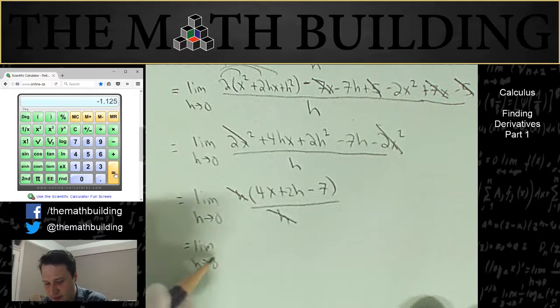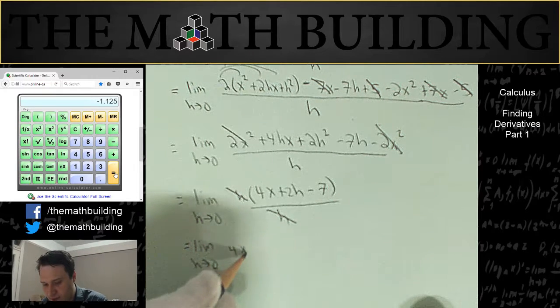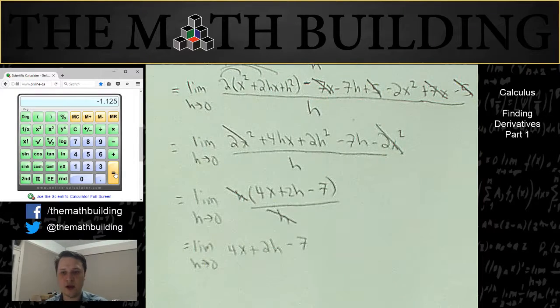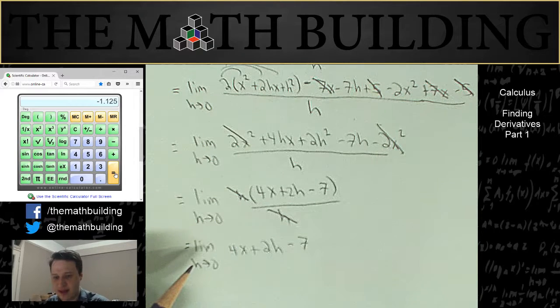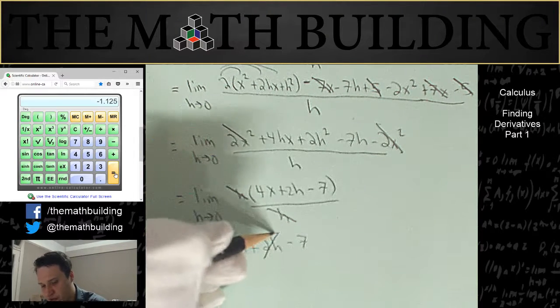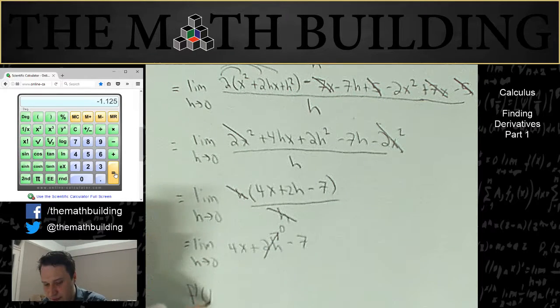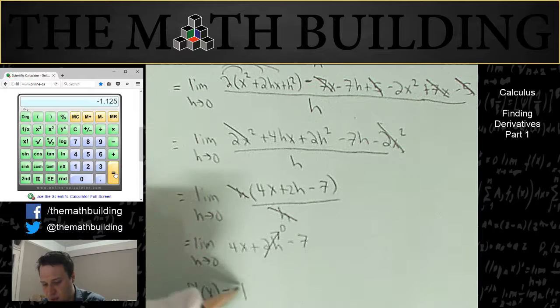So now we get 4x plus 2h minus 7. And now that all of our h's are behaving, we don't have 0 in the denominator anymore, we can go ahead and apply this limit. And so h goes to 0, so that entire term disappears. And so we get that the derivative of our function is equal to 4x minus 7.